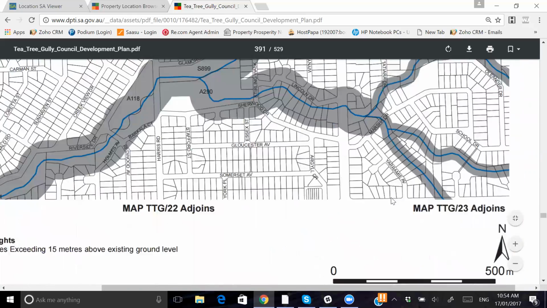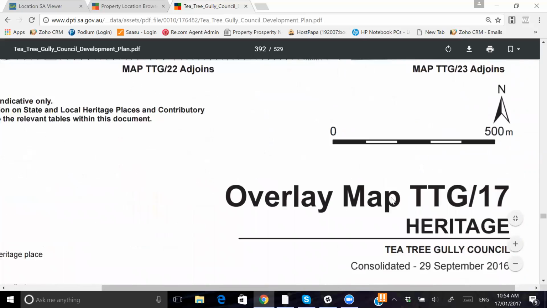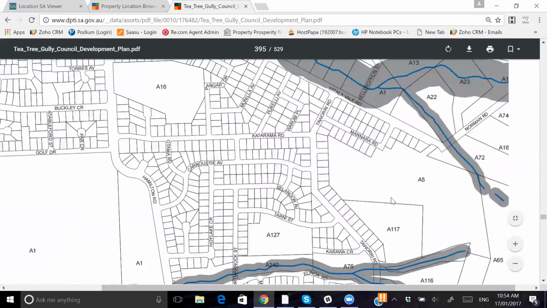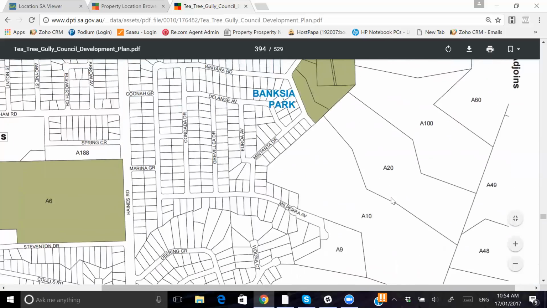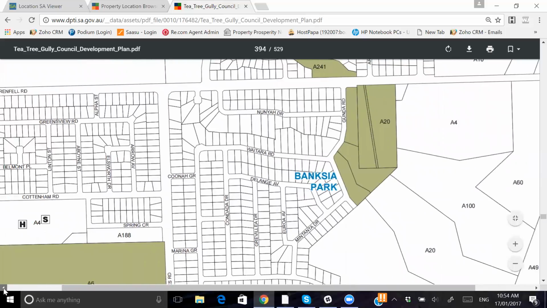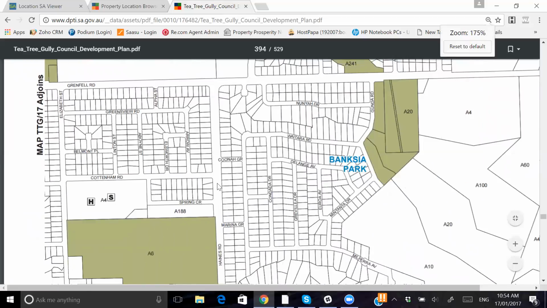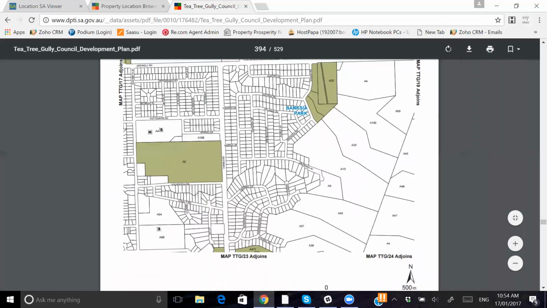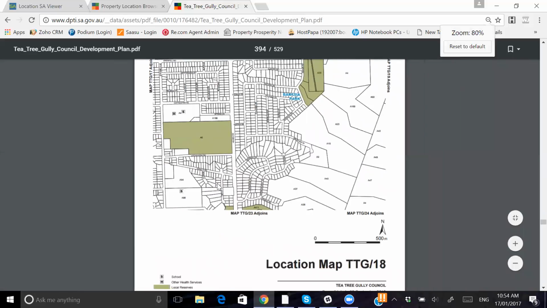17, 18. Okay, so we found our address here, which is Banksia Park, and it is over here at Aboyne Street. So now what we're trying to do is find out if there's anything we need to think about in this area here, and start to become a bit of an expert in our area.